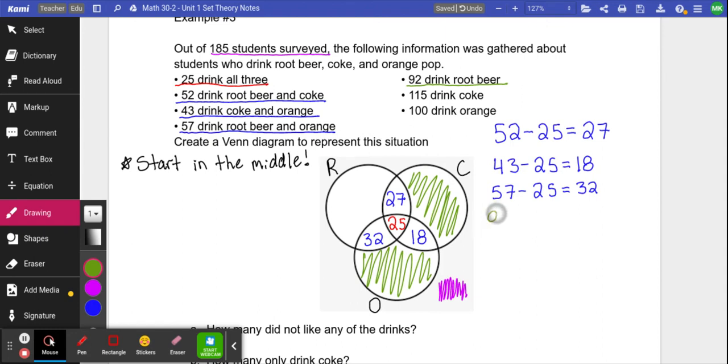That means I need to do 92 and subtract all the people that are already in the root beer circle. The 27 people are in the root beer circle. Subtract the 25 people in the root beer circle. And subtract the 32 who are already in the root beer circle. And that'll tell you how many people only drink root beer, which is what that last section is about. You put it in your calculator real quick. It means that there's 8 people who only drink root beer and not the other flavors of pop.